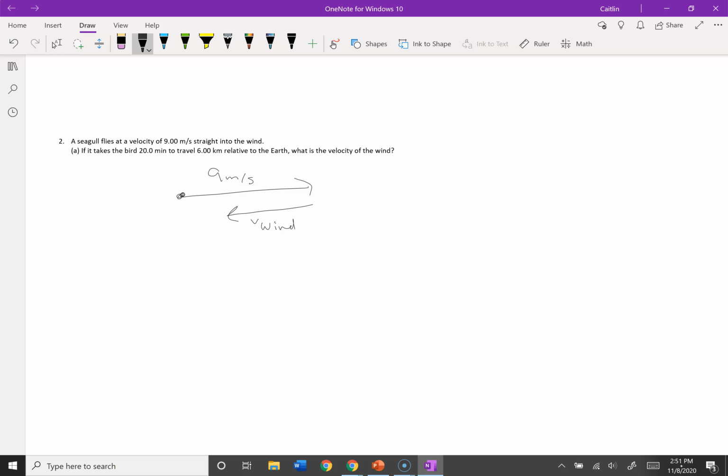So we know that the average velocity of the bird is going to be the bird minus the wind. Okay, that's something that we should be able to agree on because the wind is going exactly opposite. And we know that the V average can be found by taking total distance or displacement over total time.